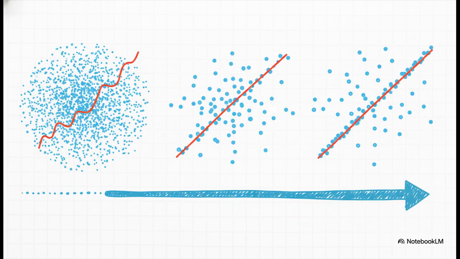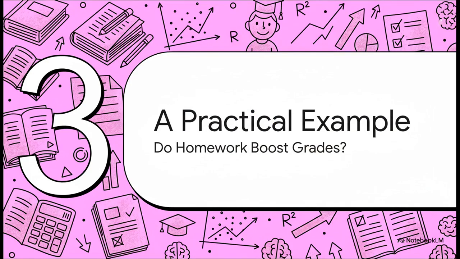So here's the bottom line. The closer that R² value gets to 1, or 100%, the more of the story your model is telling. A perfect R² of 1 means your model's predictions line up perfectly with the actual real-world outcomes. It's a perfect fit. Okay, that's enough theory for now.